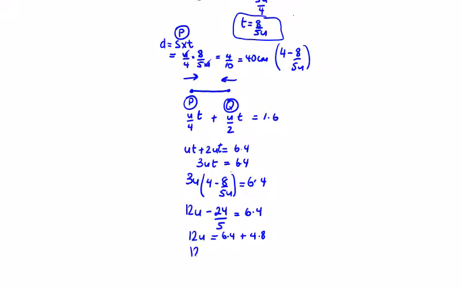So 12u, does this work out evenly? 12u is equal to 11.2, no it doesn't. u is equal to 11.2 over 12. If you type this into a calculator, you get 0.93 recurring. So 0.93 meters per second is the answer to this question.